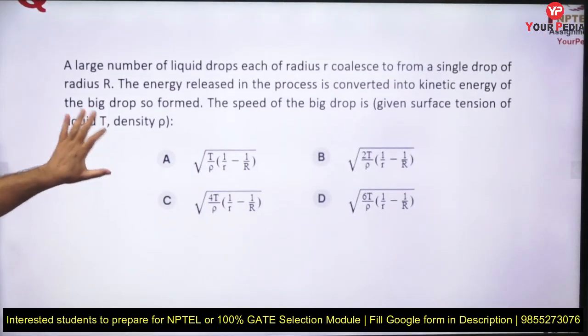But I want you to answer this question, another very good NPTEL question. A large number of liquid droplets, each of radius r, coalesce to form a single drop of this radius. The energy released in the process is converted into kinetic energy of the big drop so formed. So what is the speed of the big drop?